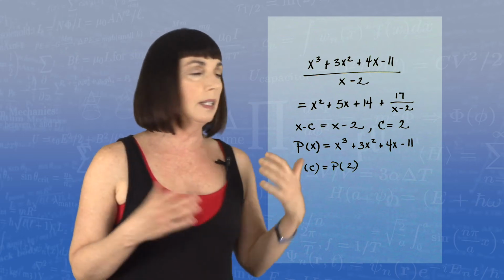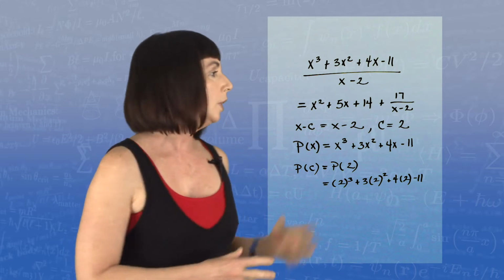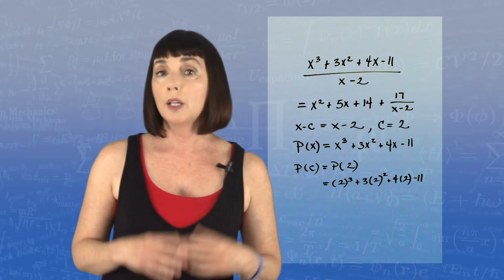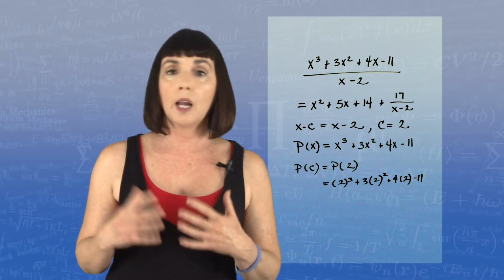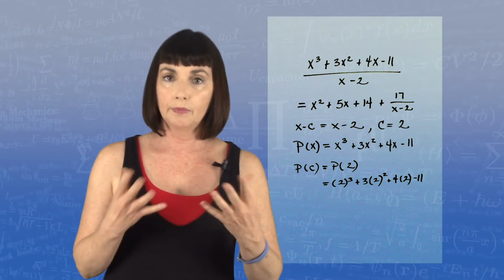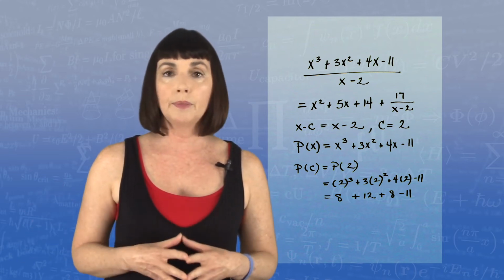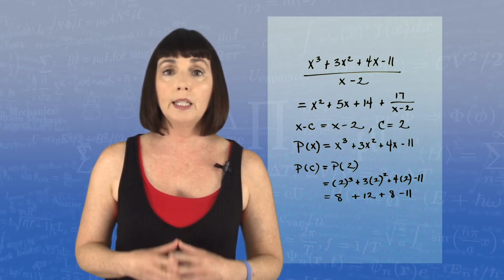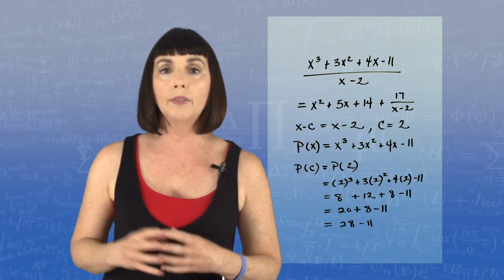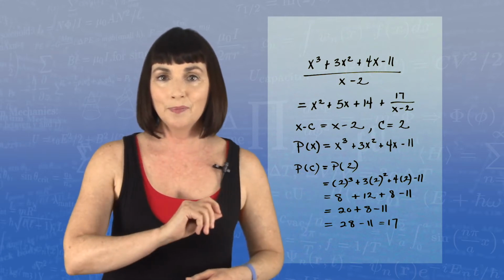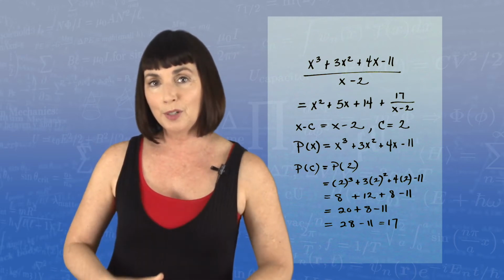So p of c is equal to p of 2 in this case, and plugging in, we get 2 cubed plus 3 times 2 squared plus 4 times 2 minus 11. That gives us 8 plus 12 plus 8 minus 11. 8 plus 12 is 20, so we have 20 plus 8 minus 11. That's 28 minus 11, which is 17. So we can use this theorem to determine our remainder.